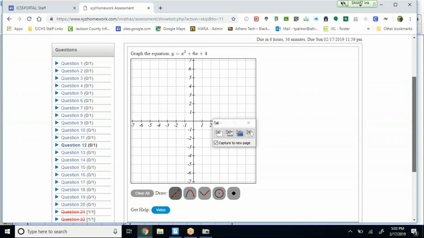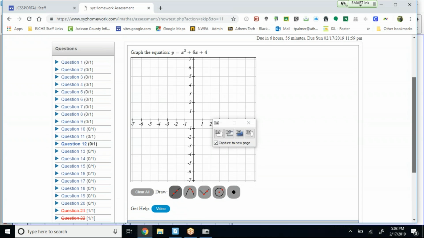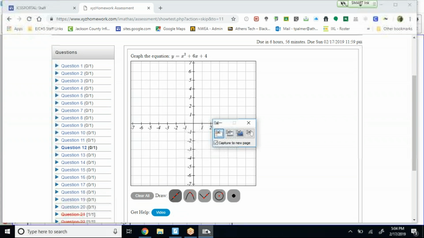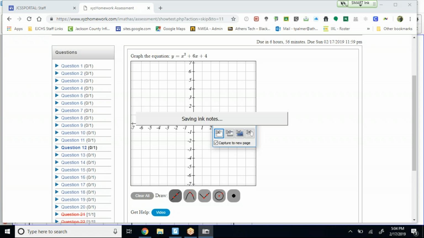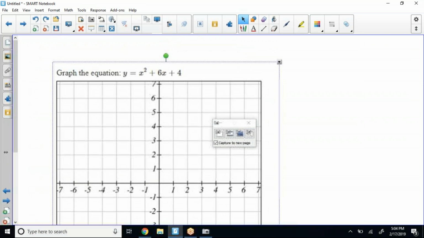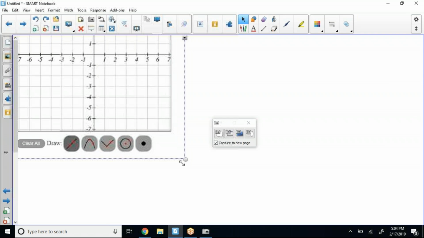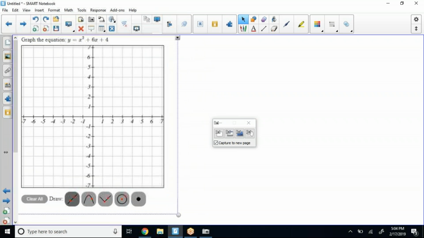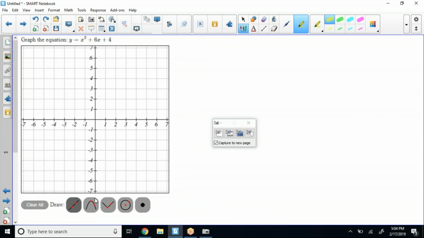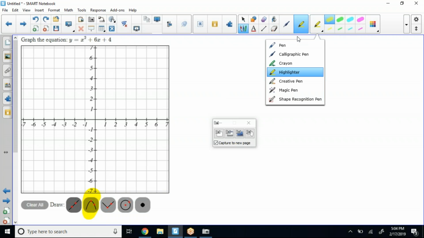Okay, so you're going to be using this graphing tool here, which means you've got to get the vertex and at least one more point. So that really tells you exactly how to set the problem up.